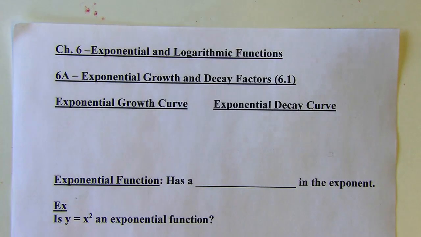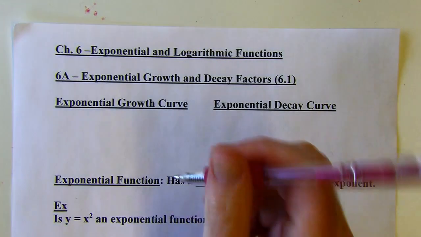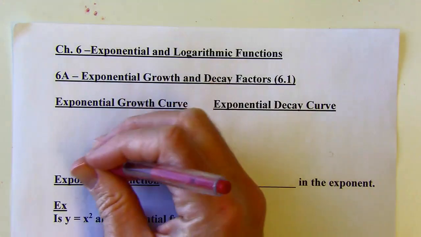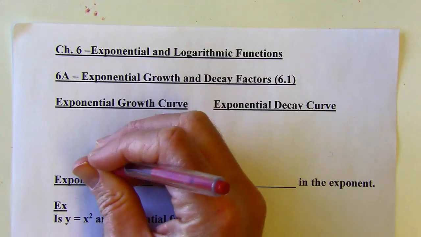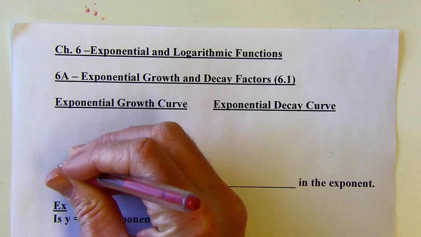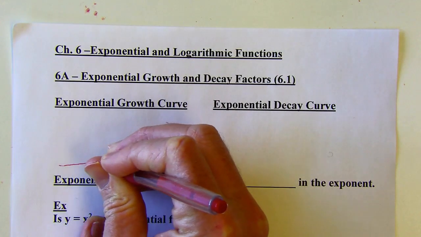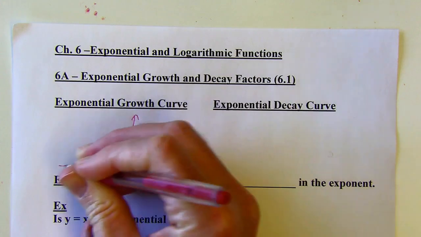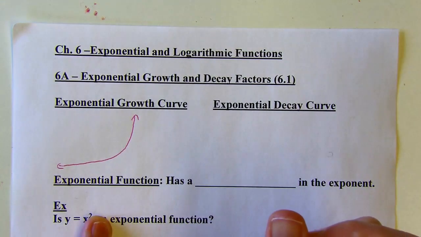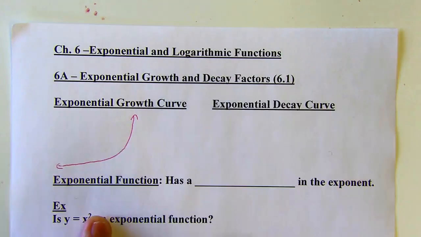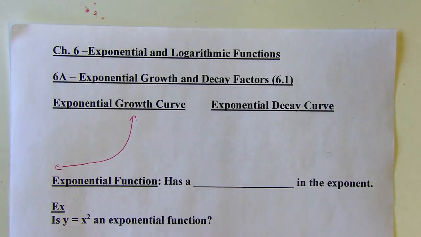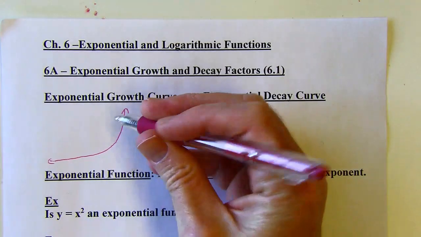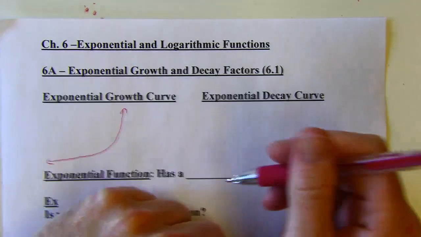Okay, so exponential growth and decay factors. Let's look at an exponential growth curve. An example of this would be the population of the world. It stays pretty level for a long time in human history, and then we got the agricultural revolution, and it goes up like that. It's exponential. There might be some little blips in there from some different times the population has gone down, but in general, it's going to be an exponential growth curve.